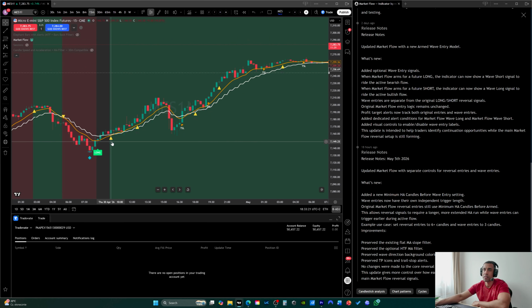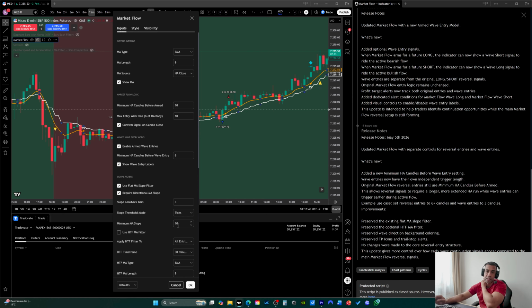And the slope threshold mode is measuring ticks. You can have it in ticks or points. Right now it's measuring ticks. And the moving average slope has to be 10 ticks or more on the last 3 bars.